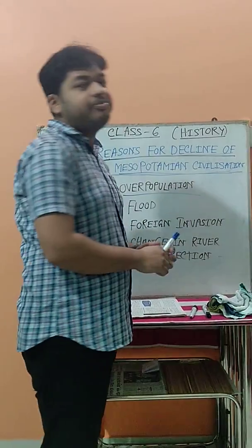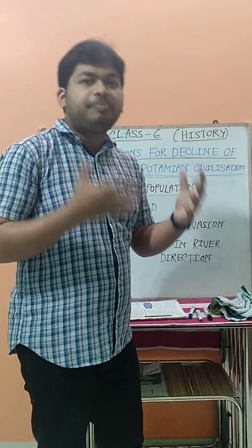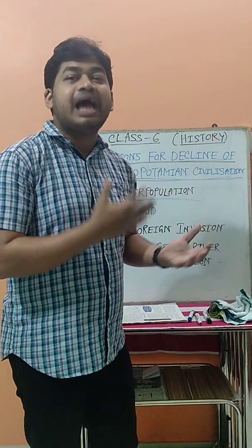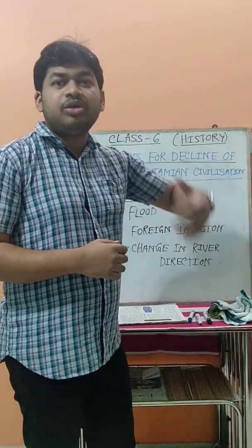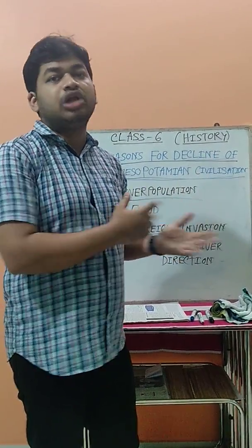First is overpopulation. Do you know what overpopulation is? Overpopulation means when the number of people in one area extends or increases beyond the capacity of the land. It means when the number of people increases, but the land capacity remains the same. So this is called overpopulation.